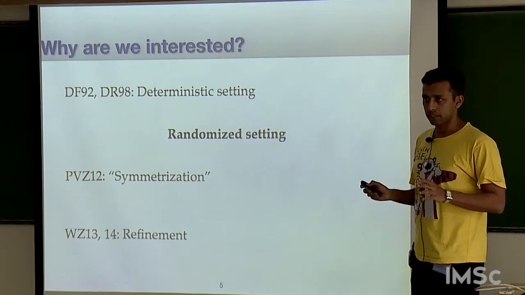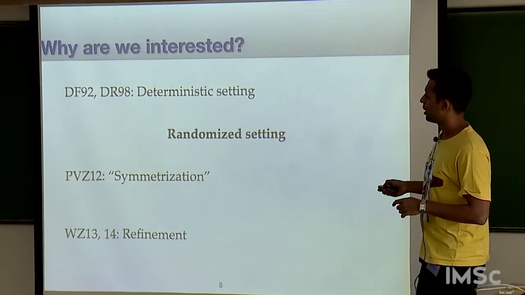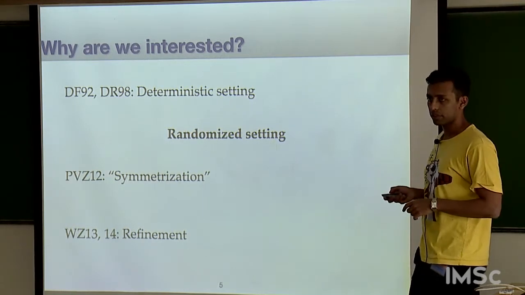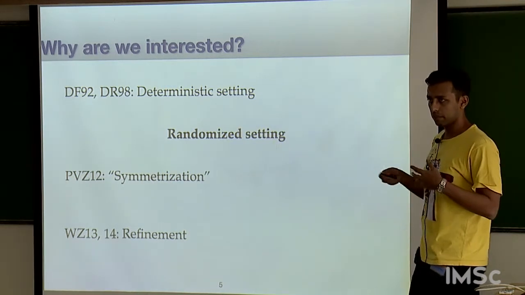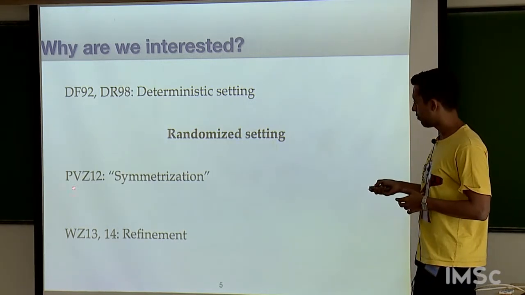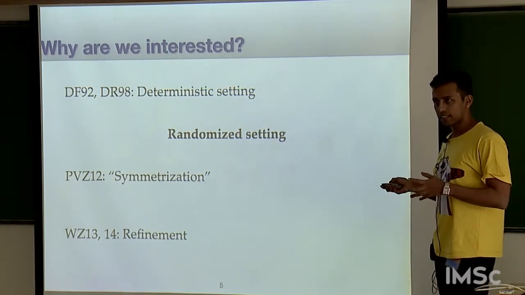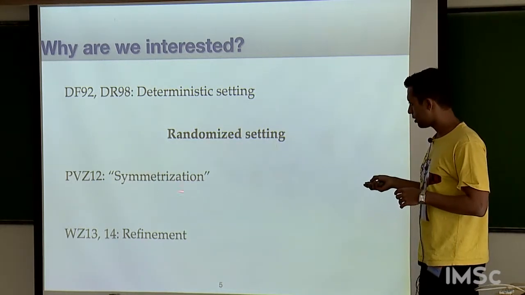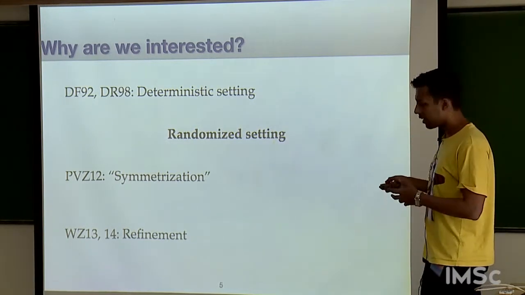This model has been studied extensively. Back in '92, there was a paper by Dolev and Feder. They studied this model in a deterministic setting. Then comes the randomized setting, and this is a breakthrough paper which gave a lot of intuition about how to deal with message passing models. This is by Phillips, Verbin, and Zhang, in 2012. The technique they developed in this paper is called symmetrization. I will just give an overview of the symmetrization technique. Then there is Woodruff and Zhang, who refined this technique.